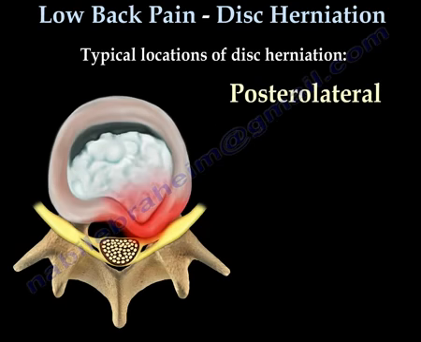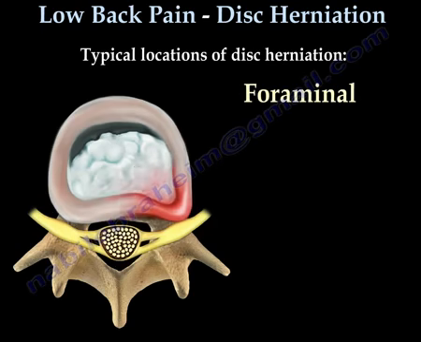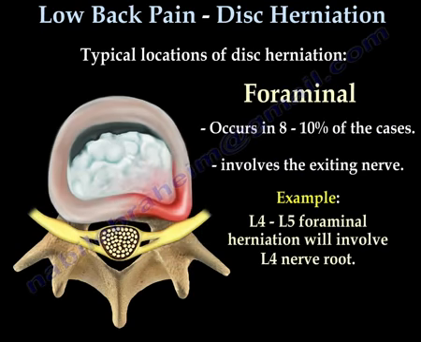The second location is posterolateral. Usually it is the most common location. It involves one nerve root, the lower one. For example, L4-L5 herniation will involve the L5 nerve root. Third is foraminal. It occurs in about 8 to 10% of all cases. It involves the exiting nerve. For example, L4-L5 foraminal herniation will involve the L4 nerve root.